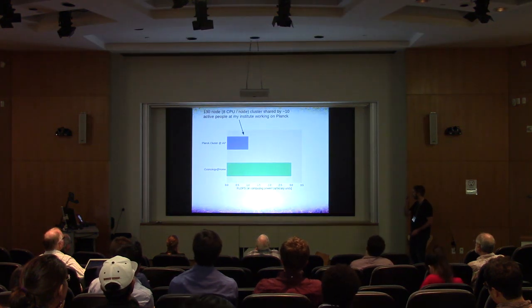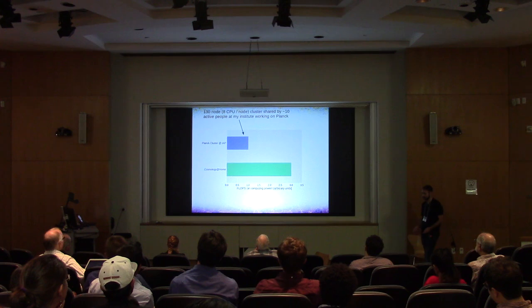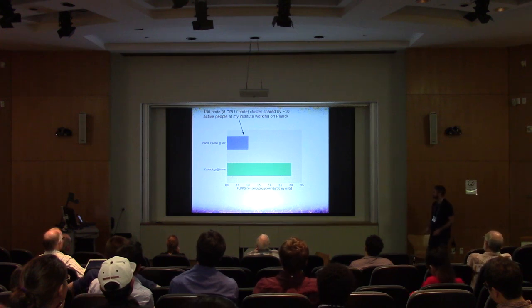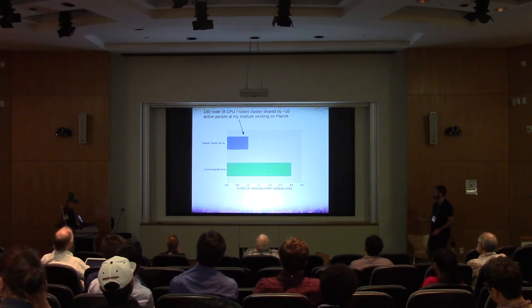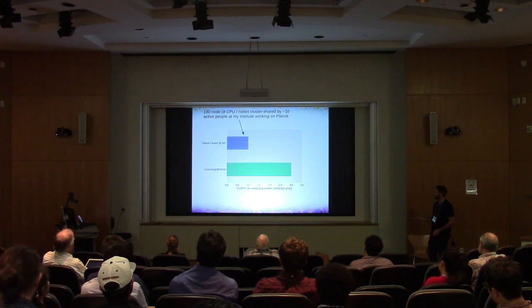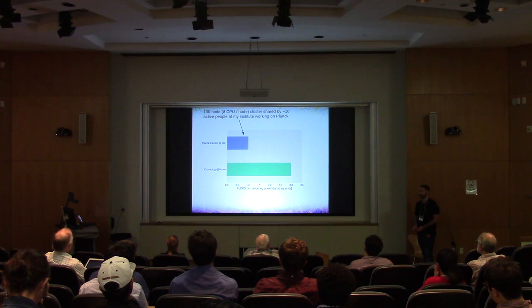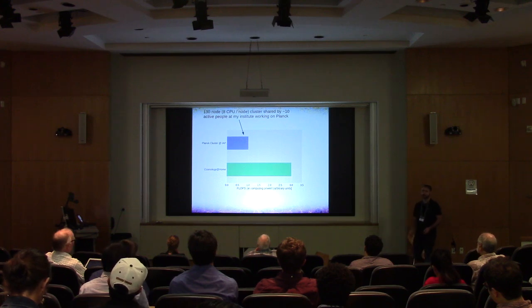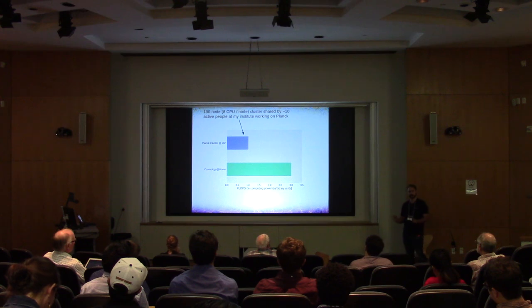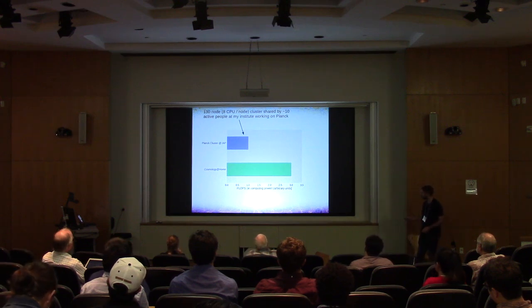So to give you a sense of how much computing power there is in this, this is a cluster at my institute that is shared by about 10 people. It's about 100 nodes, and Cosmology at Home is about 3 times more computing power than that. It's not the same kind of computing power as your traditional MPI cluster, so that's for sure. It's quite useful still, but in terms of raw floating point operations, it's about 3 times more.